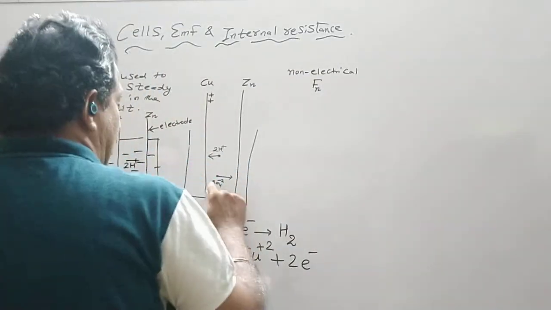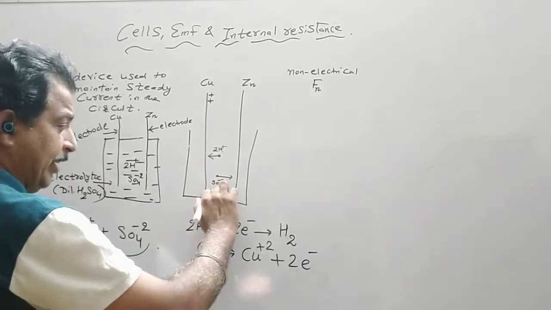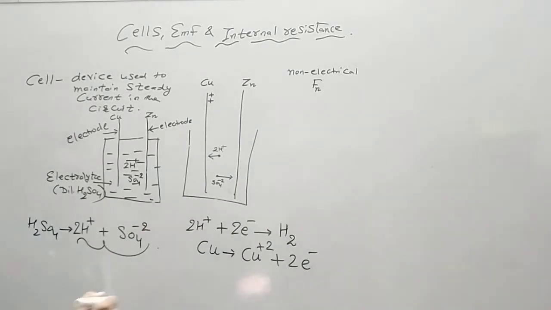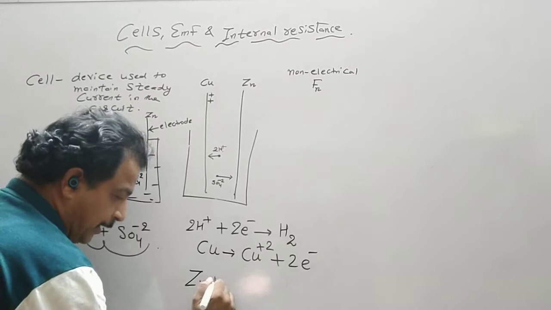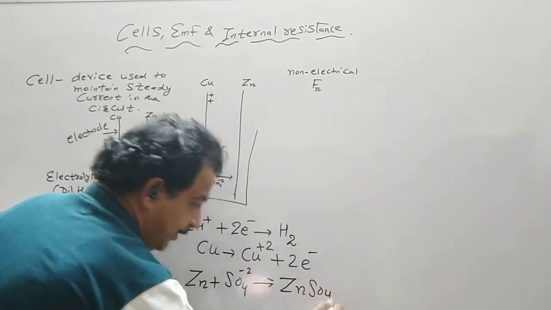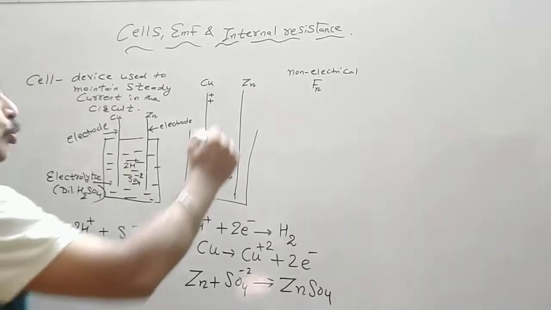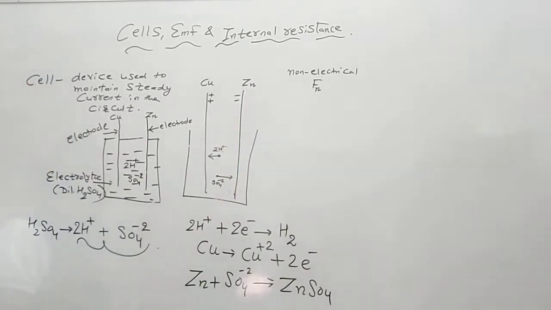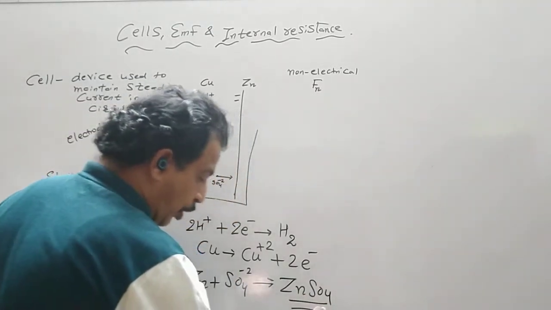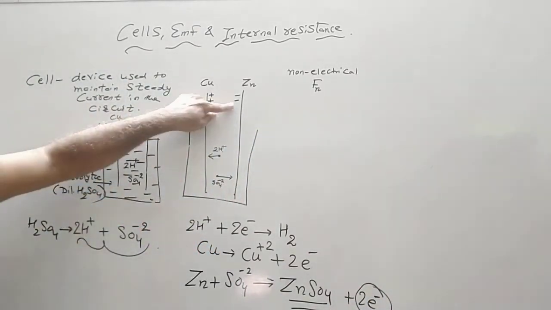So at the same time, SO4 comes to zinc. This SO4 gives 2 electrons to the zinc. And as a result, this SO4 reacts with zinc to form zinc sulfate, and this zinc has 2 electrons on it. So Zn reacts with SO4 minus 2, zinc sulfate is formed, plus we have these 2 electrons on the zinc.